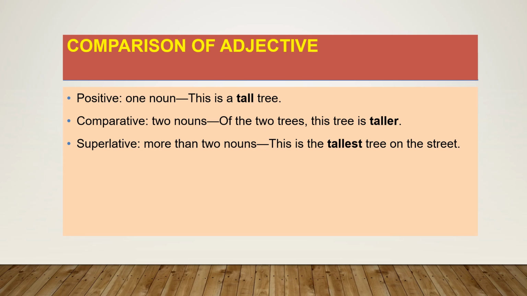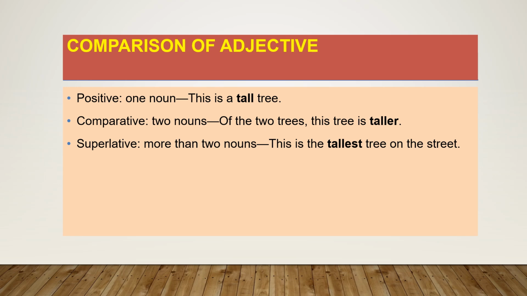I have also told you in the beginning that adjectives of quality can be compared. So where no comparison is involved, only one adjective describes one noun. That is called the positive degree. These are called degrees of comparison. I've written comparison of adjectives. You can also take it as degrees of comparison.